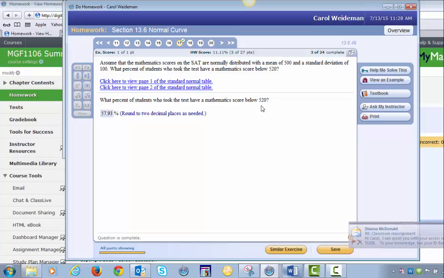So hopefully this will help you, and again, I really would urge you to take a look at both the notes for section 13.6 and also the recording of last week's chat, because I went over questions just like these.